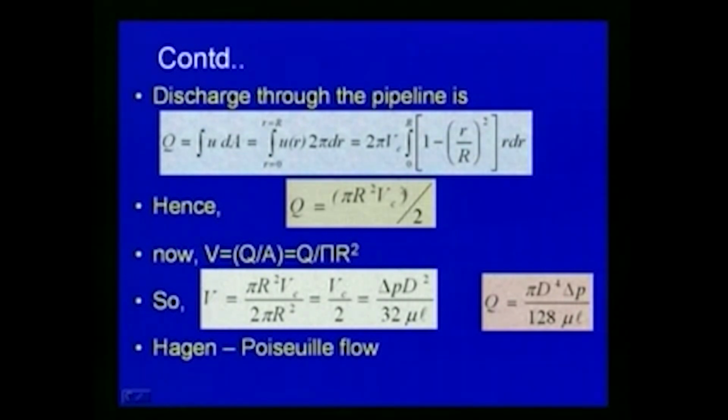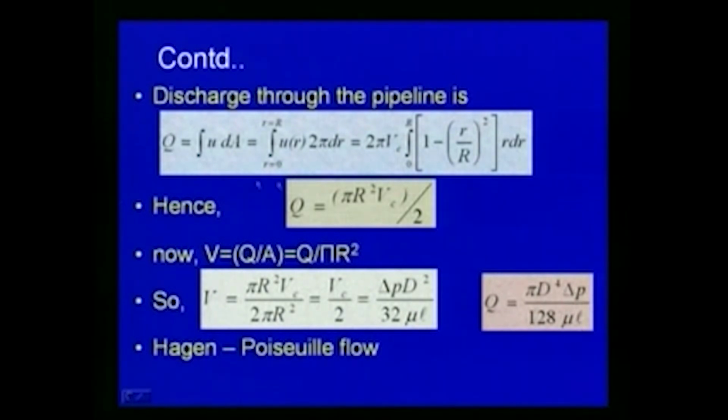And now, if we introduce V is equal to Q by A, which is the average velocity, we get V is equal to Q by pi R square. So, here V is the average velocity. So, V is equal to pi R square V c by 2 pi R square. So, that we get V is equal to V c by 2. So, the average velocity will be half of the maximum velocity as far as pipe flow is concerned. So, that is equal to delta p d square by 32 mu L, or we can write Q is equal to pi into d to the power 4 delta p by 128 mu into L.